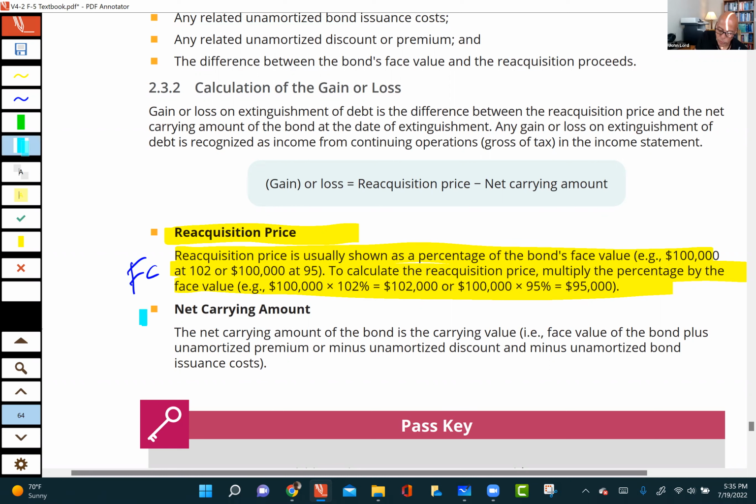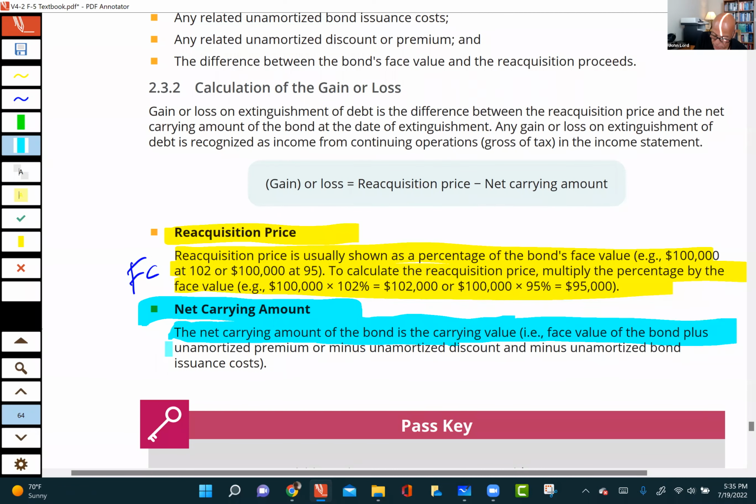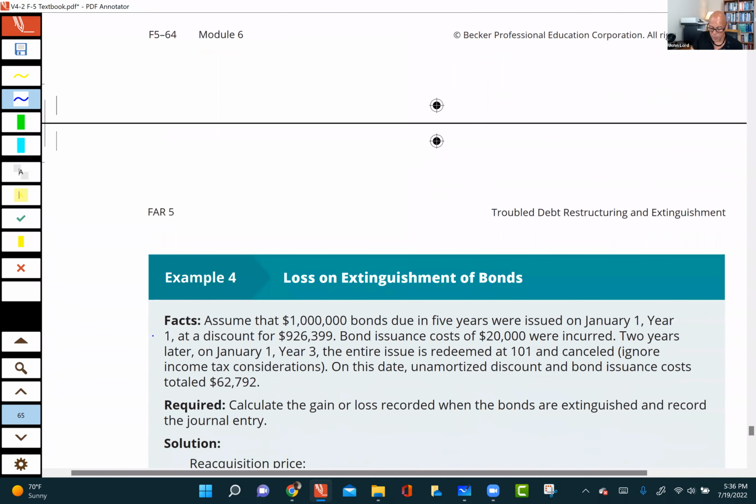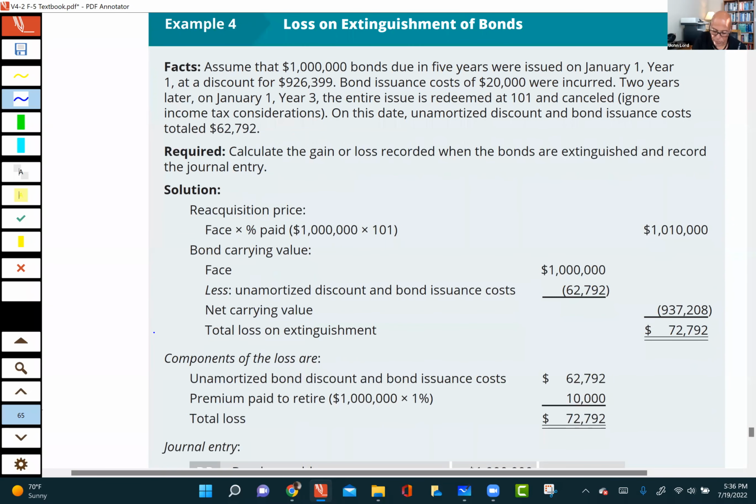Now, what we'll do is we will compare that to the net carrying amount of the debt. To calculate the net carrying amount of the debt, and it's going to probably be a bond that we're talking about, it's going to be the face of the bond plus any unamortized premium, or, right, it can't be both, or minus unamortized discount and minus the unamortized bond issue cost. Okay, so flashcard: how to calculate the reacquisition price and the net carrying amount, and then you're going to look at these examples and see that this is pretty easy stuff. Okay, so what happens? They give us the information up there, guys, but I don't think for the sake of time we need to sit here and read through all that.